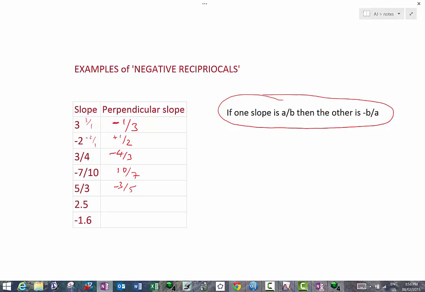So 2.5 is 5 over 2. Therefore the slope perpendicular to that will be minus 2 over 5. And lastly, minus 1.6 is the same as minus 16/10, which is the same as minus 8/5. So the slope perpendicular to it will be plus 5/8.